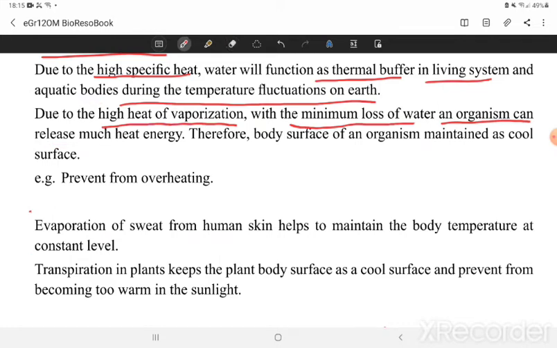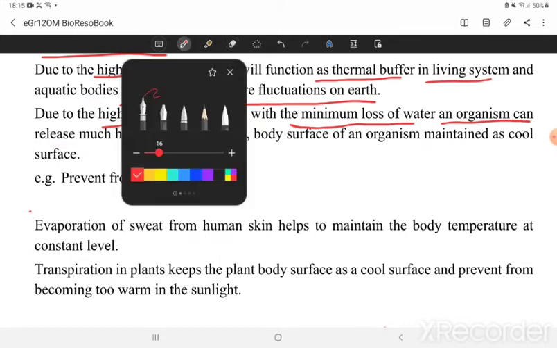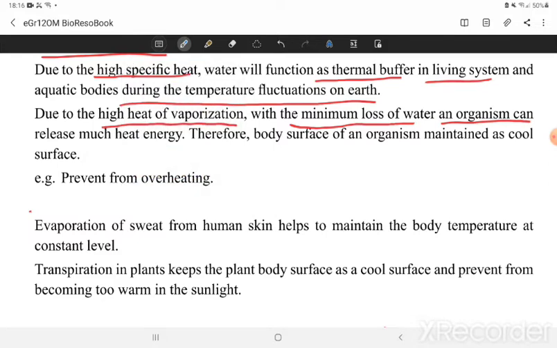Now, let's discuss that. It's quite simple. I'll use blue color. Now you see there's an equation called Q equals m L. Have you heard of that? Q is the amount of heat absorbed or released, m is the mass of the substance, L is the specific latent heat of vaporization. Now you see, due to the high heat of vaporization with a minimum loss of water, an organism can release much heat energy.